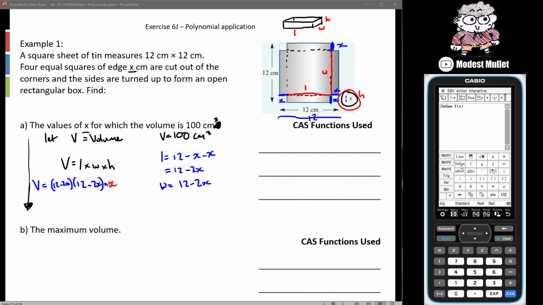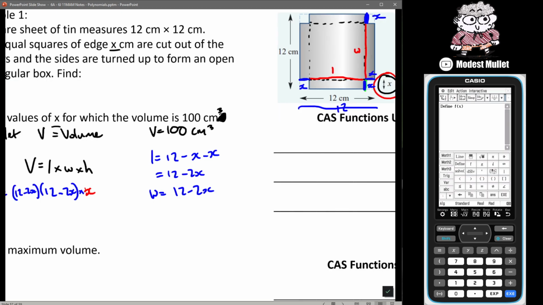Now, even though a problem might be dealing with time, we might have V's got something to do with time, you always want to store in your CAS as x instead of whatever other variable you're using, because you can only graph functions of x. You can't graph functions of t in a CAS, you can't graph functions of a, you can only graph functions of x. So store it as a function of x, so f of x, g of x, h of x, whatever you want to do.